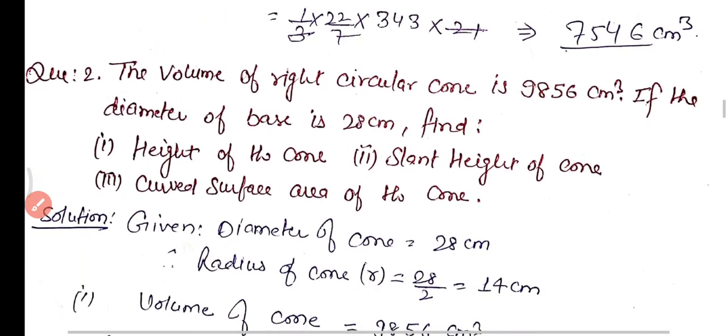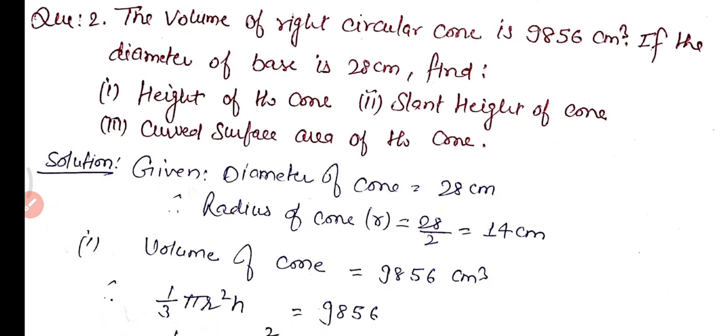The volume of a right circular cone is 9856 centimeter cube. If the diameter of the base is 28 centimeter, find the height of the cone, slant height of the cone and curved surface area of the cone. So see what is given: volume of the cone is given and diameter of the base of the cone is given, that is 28 centimeter. So the radius will be 14 centimeter. So now we need to find the height of the cone, slant height of the cone and curved surface area of the cone.